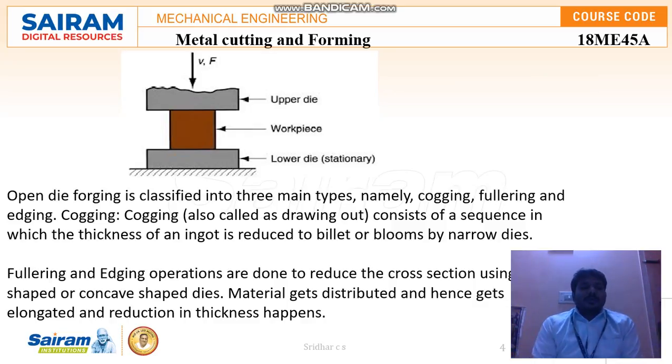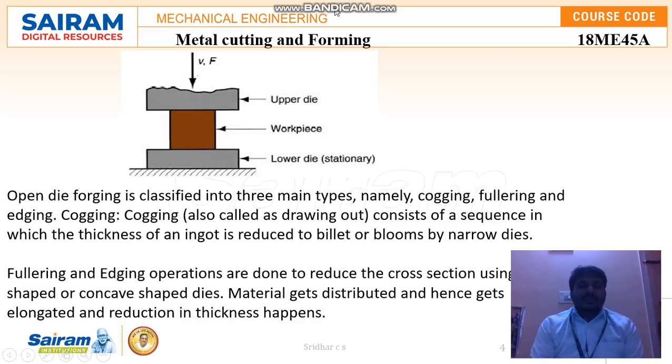Now, coming to open die forging along with the diagram, we can see this is the upper die and this is the lower die. In between we place the workpiece, where the vertical force is applied. The lower die is placed over the hammer anvil, and vertically is where we apply the force.